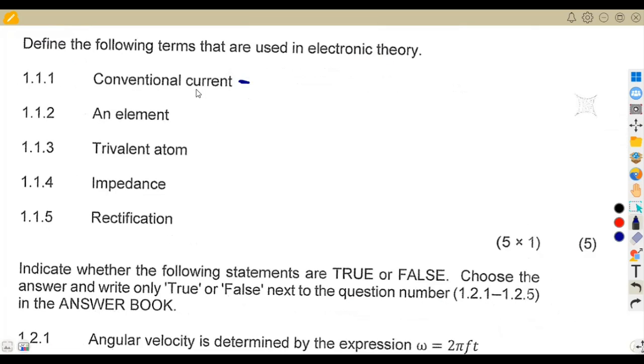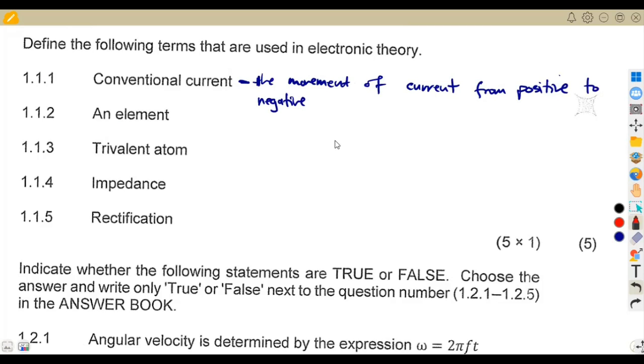All right, so whenever I talk about the conventional current, that's the movement of current from the positive to negative. So this one is simply the movement of current. All right, so you're referring to the movement of current, in this case from the positive to negative. All right, so that's how we can simply define this, the movement of current, meaning to say is the electron flow. We have got the electron flow and we've got the conventional flow.